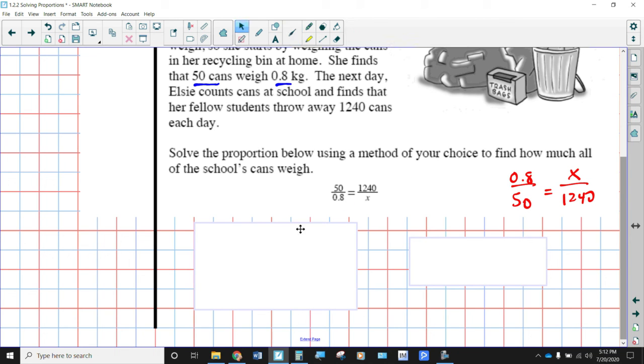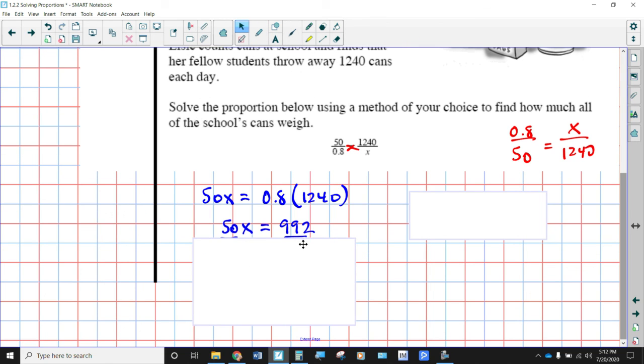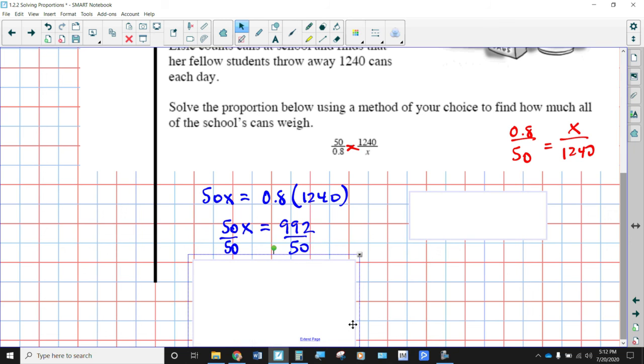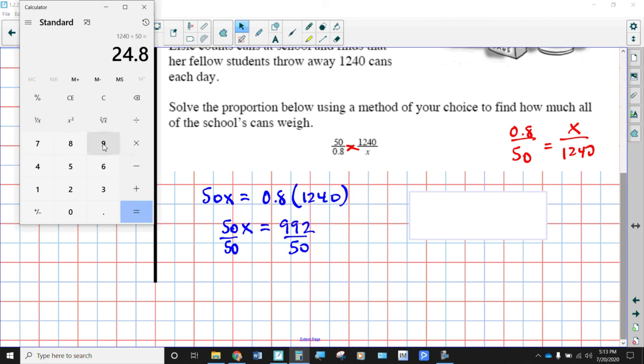I actually decided to go with cross multiplication. I decided to multiply 8 tenths times 1,240 and 50 times x, and that ended up giving me 992, which I then have to divide by 50. And what is 992 divided by 50? Let's check on our calculator. 992 divided by 50 gives us 19.84.